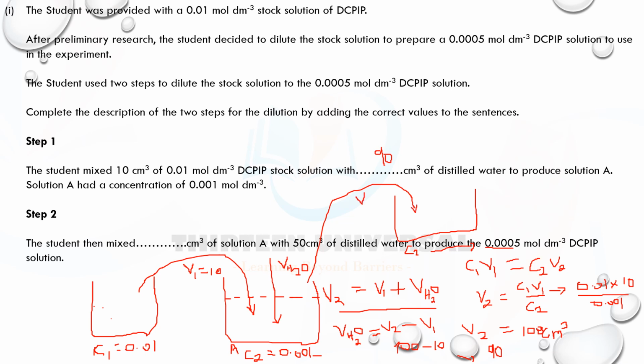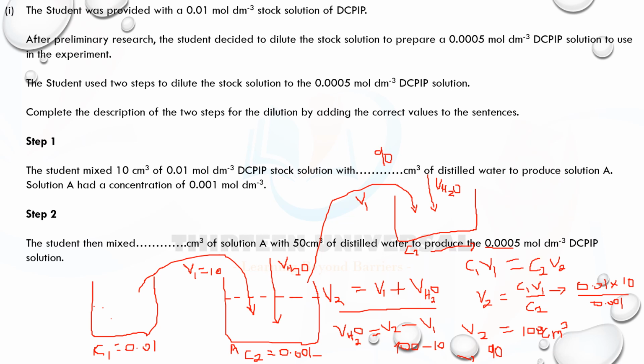So the volume of the stock or whatever I'm using to dilute it is V1. And of course, I'll also need to know the volume of water, which they've given us as 50 cm cube. So this is the volume of water. So what I need to calculate is my V1, right? Is that okay?